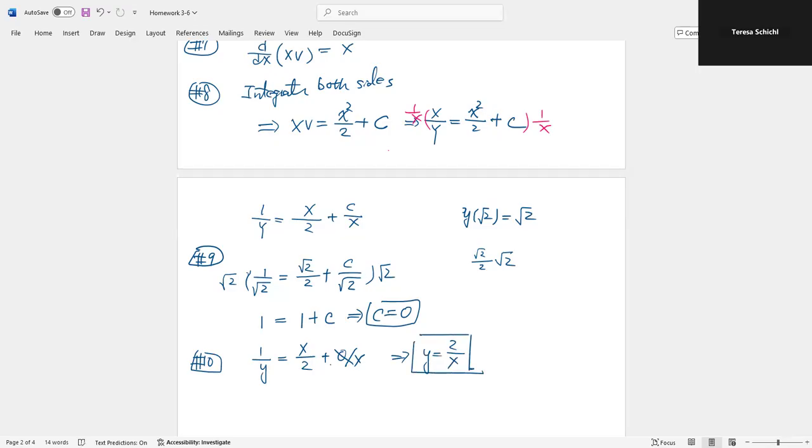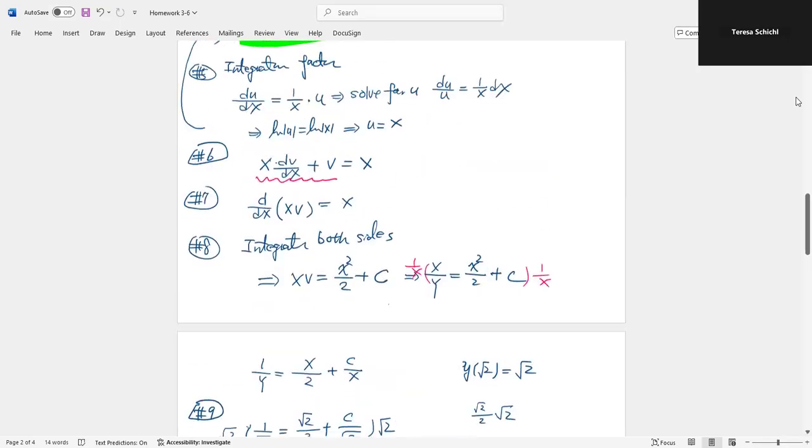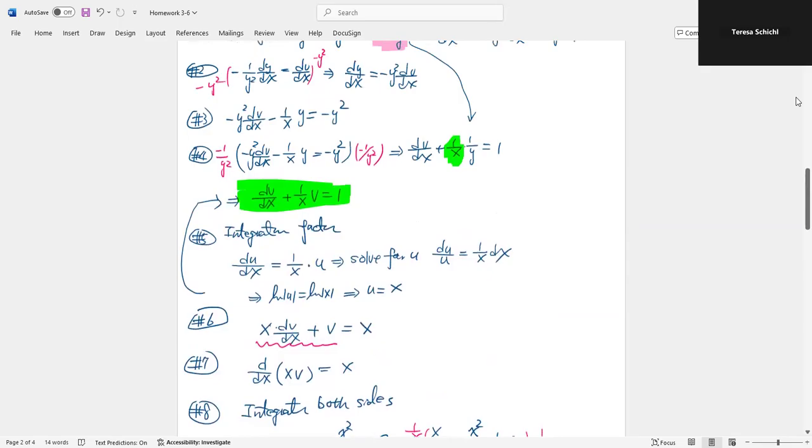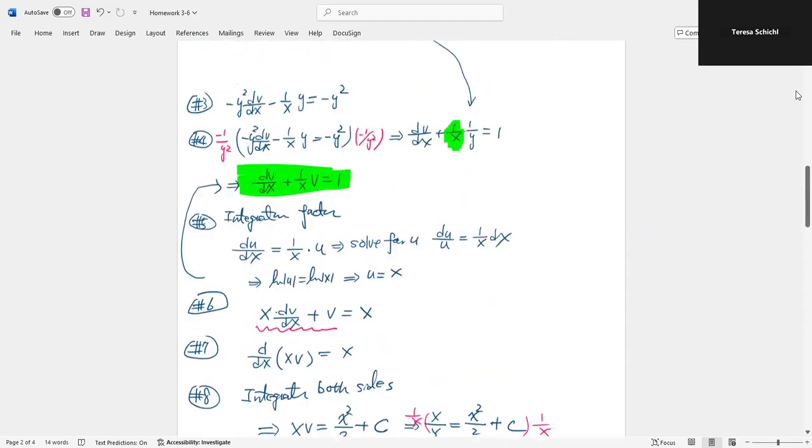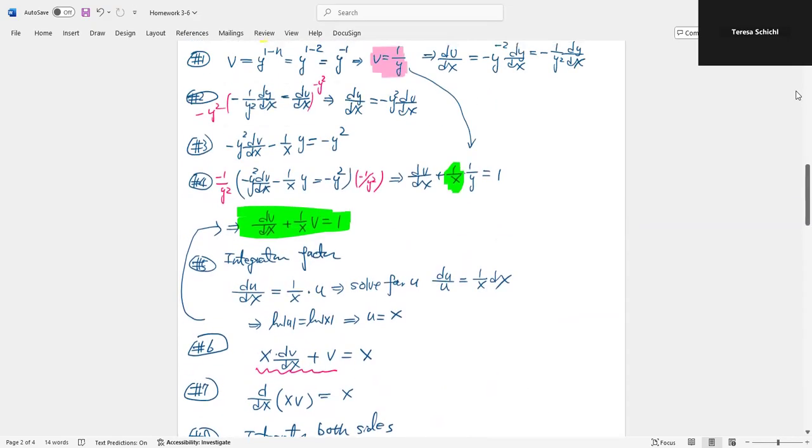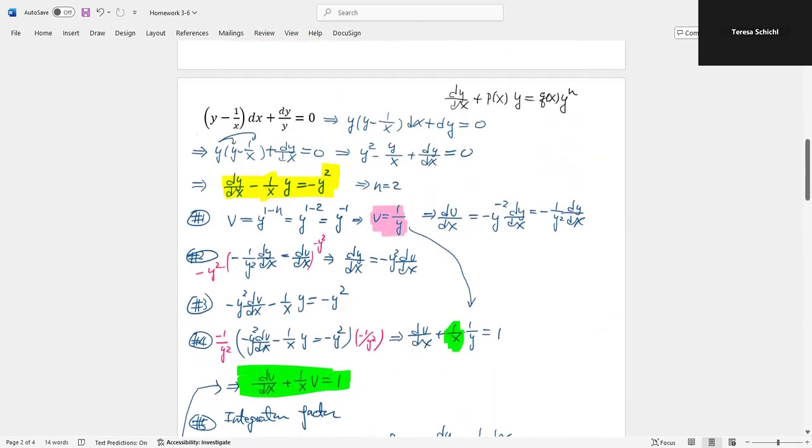Okay, that's it. This problem is very interesting. Like I said, I tried the exact differential equation, then I used the substitution, which did not get anywhere. And then finally, I used this Bernoulli equation and I got to solve it. If anyone has a different way to solve it, please let me know. I'm interested to see that.